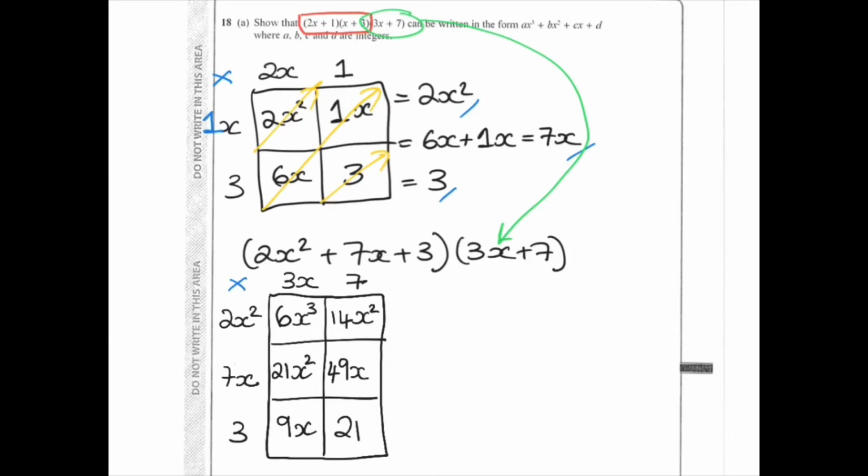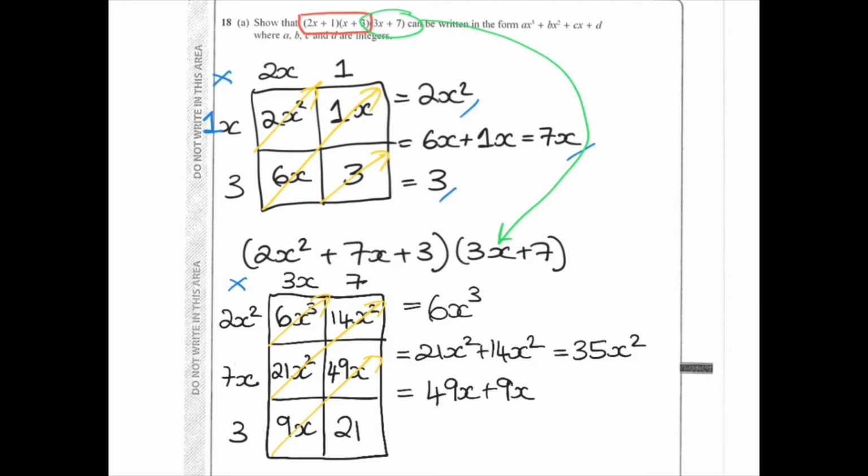Now, here's the magic part of this. If I now work my diagonals, it really makes sure that I'm not making any errors. First diagonal, 6x cubed. So done. There we go. Next one. Down this guy. Should be all the same family. So let's check it. I've got a 21x squared and a 14x squared. Same family, so I'm good. And I can do 21 add 14, 35x squared. Next diagonal. I've got a 49x plus 9x.